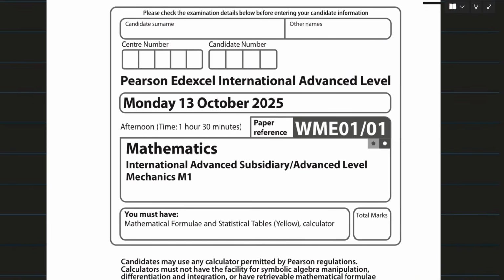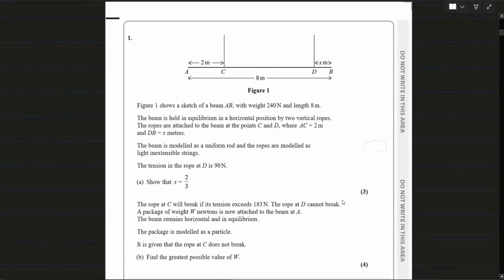This paper is from October 2025. So bear with us as we go through every single question with precise and detailed explanations. So this is our question number 1.